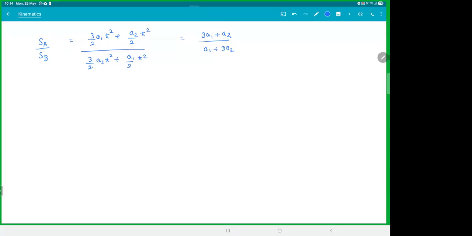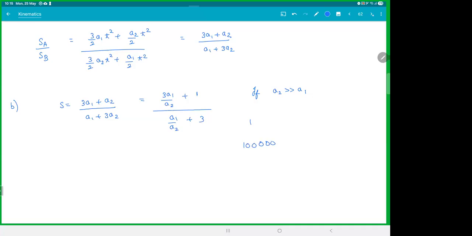Now you're asking for the range of this. So look at this. 3A1 plus A2 over A1 plus 3A2. I can write this thing as divide by A2, numerator and denominator. I divided by A2, right? And suppose your A2 is much, much greater than A1, meaning you're taking a very large value. Let's say acceleration is 1 and acceleration is 1 lakh.